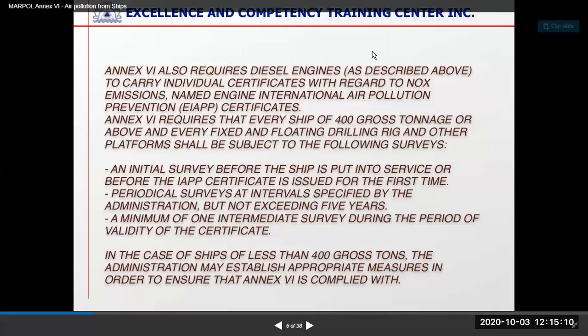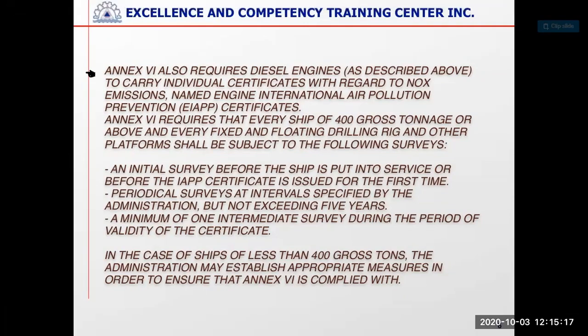Now there is one more certificate required as per Annex 6, EIAPP, that is the Engine International Air Pollution Prevention Certificate. That is required for different types of engine as described later on, regarding NOx emission. NOx emission is dependent on your engine RPM and design, and SOx emission is dependent on your fuel. So for fuel we have the IAPP certificate, and for NOx, we have the EIAPP certificate.